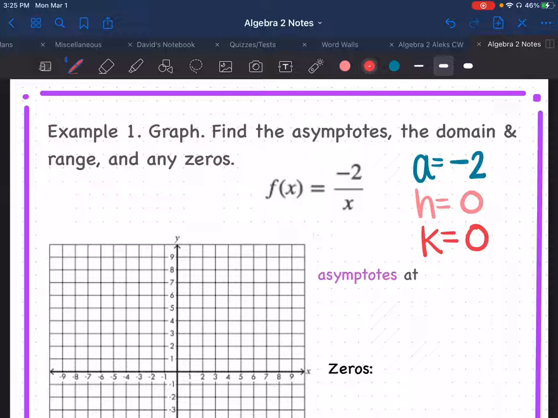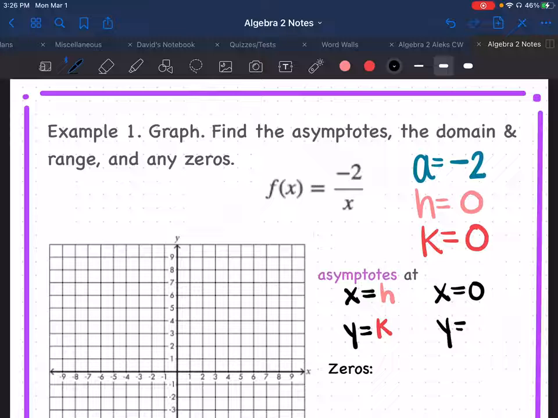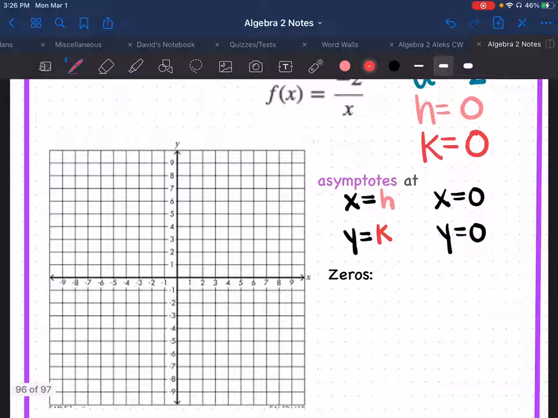I need to go ahead and do this because now I know where my asymptotes are. I know that I have an asymptote at x equals h, so I've got one at x equals 0. And I know I have one at y equals k, so y equals 0. If I were to graph them, y equals 0 would be right here. And you actually are going to have to graph them in Alg2.